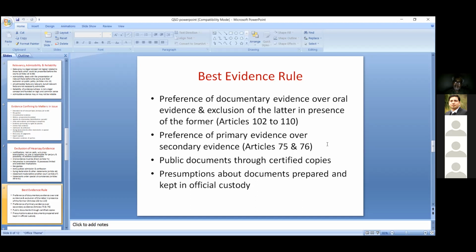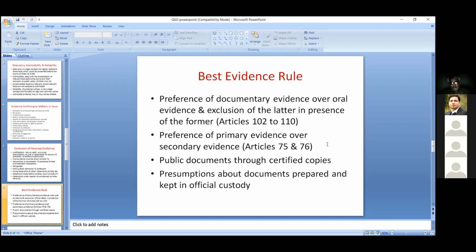So primary is the best evidence as compared to secondary. And then public documents which are certified copies, they are encouraged to be brought before the court. Why? Because those documents which were preserved in the public offices are generally considered to be in safe custody. That's why their authenticity is relatively better established as compared to those documents which are not in public custody.